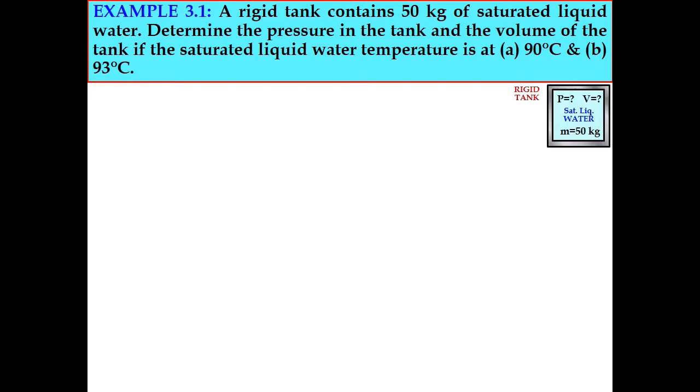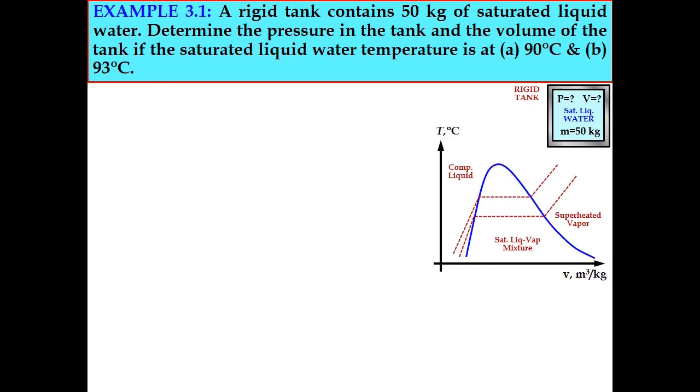First, try to draw a simple schematic diagram in order to get a clear picture. Just draw a simple schematic diagram and put whatever data is given in the question, as shown in this slide. So we have saturated liquid water, and the mass is 50 kg. We do not know the pressure P and also the volume of the saturated liquid. We can describe the condition of example 3.1 by using a T-v diagram.